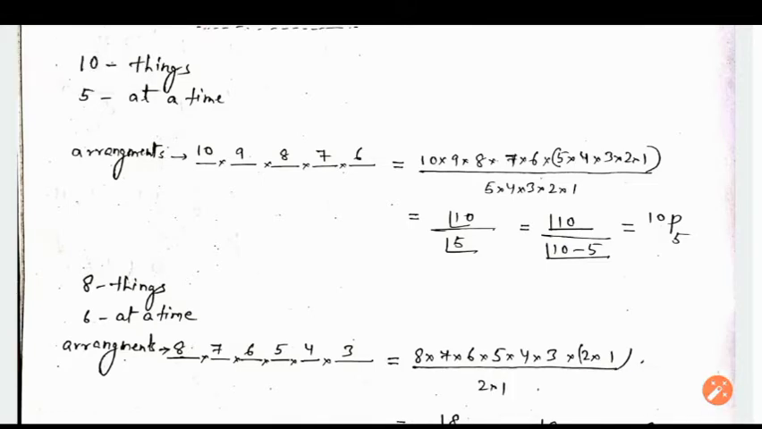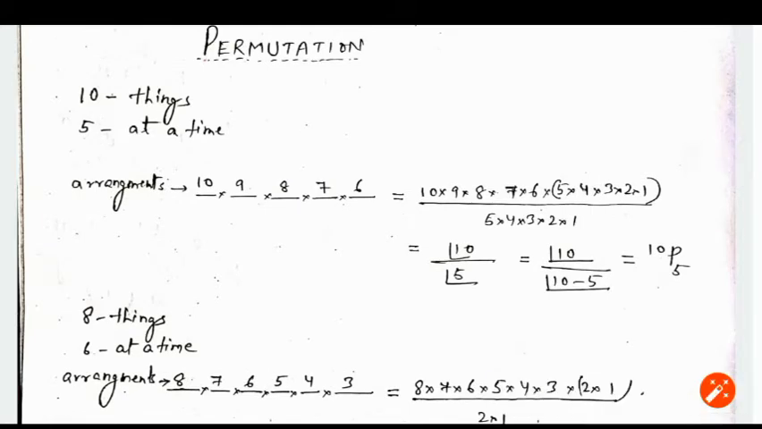Minus 4 means 1 less than 5, right? Here, in place of r, we have 5. So in place of 6, can I write 10 minus 4, which is 1 less than 5? 10 minus 4, which is 6, right?